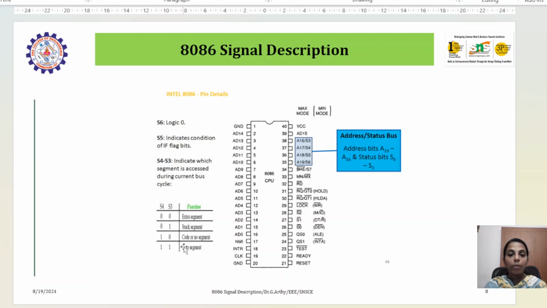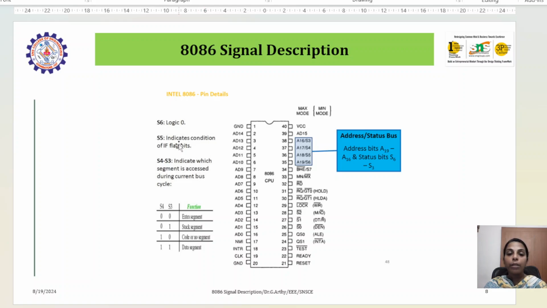So here we have mentioned the meaning of S3 and S4. If S3 and S4 are 00, what is the function? That is, the extra segment is in operation. Similarly, 01 is the stack segment, 10 is the code segment, where the first one is S4 and this is S3. 10 code segment is working, 11 data segment is working. That is also mentioned here, which segment is in operation, right? So this is used to indicate the segment, right?